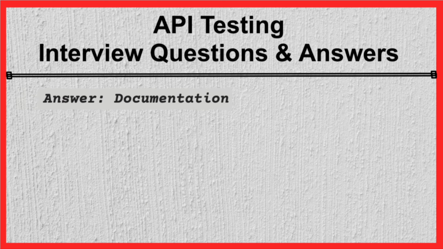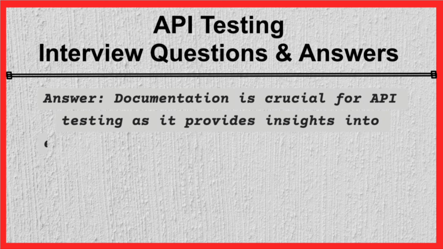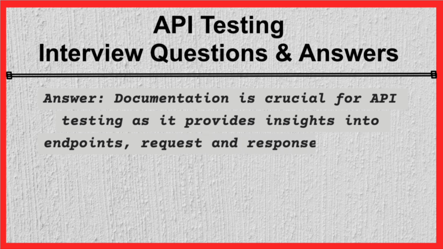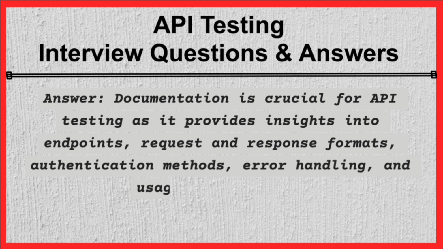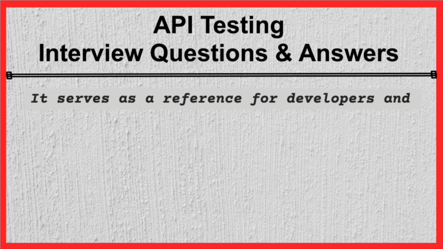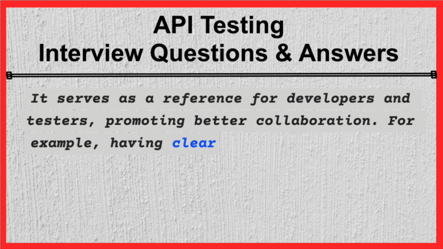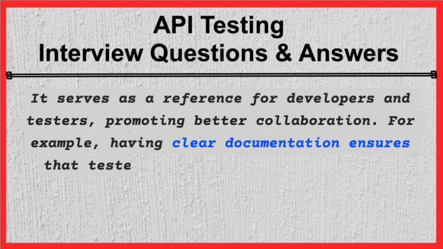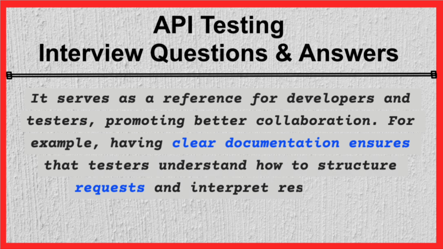9. Explain the importance of documentation in API testing. Answer. Documentation is crucial for API testing as it provides insights into endpoints, request and response formats, authentication methods, error handling, and usage instructions. It serves as a reference for developers and testers, promoting better collaboration. For example, having clear documentation ensures that testers understand how to structure requests and interpret responses.